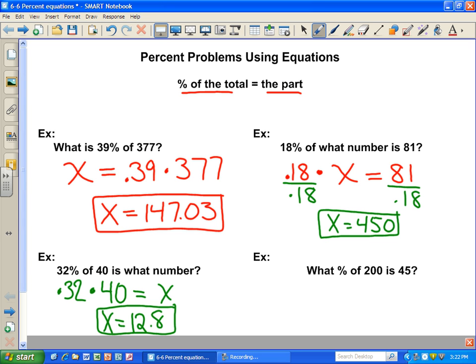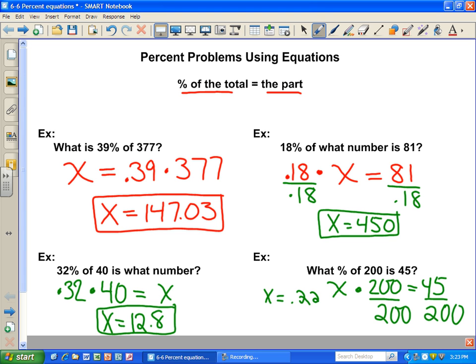And our last example, what percent of 200 is 45? What percent of 200 is 45? So now we're solving for a percentage, which is very important to recognize. So we get rid of our 200 by doing the inverse operation. We plug 45 divided by 200 into our calculator. And we get x equals 0.225, but we're solving for a percentage, which tells me I have to move my decimal 2 spots over. So x is 22.5%.